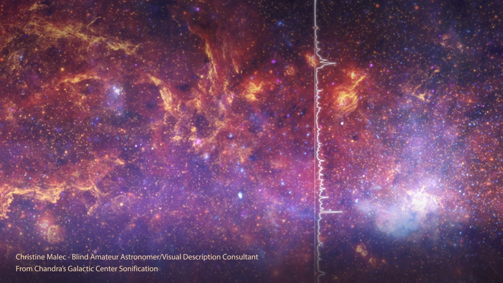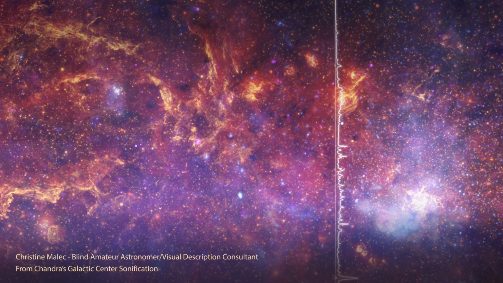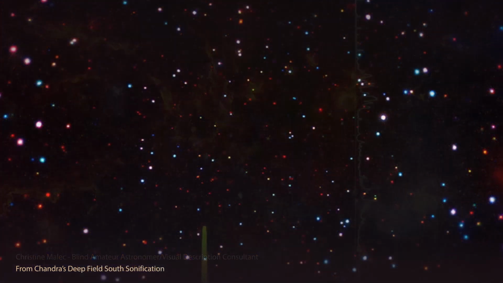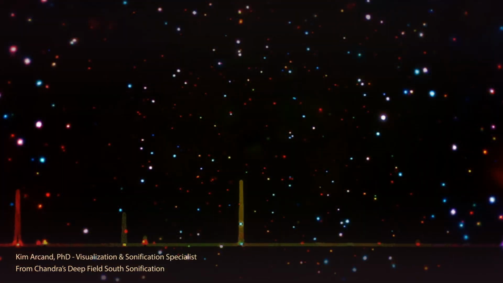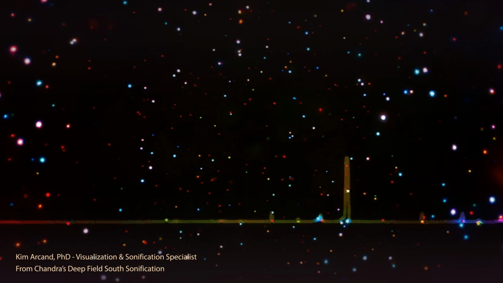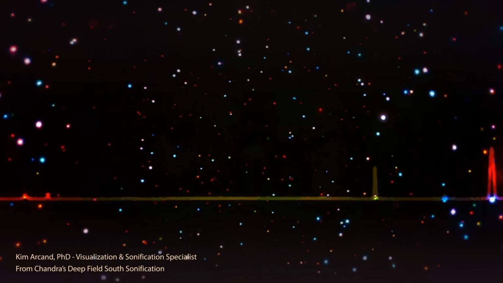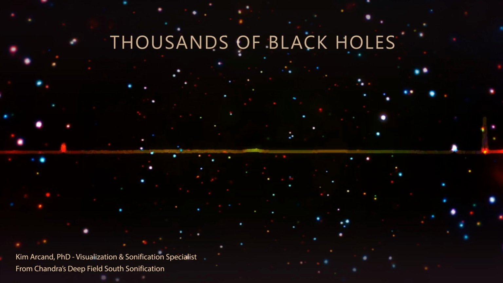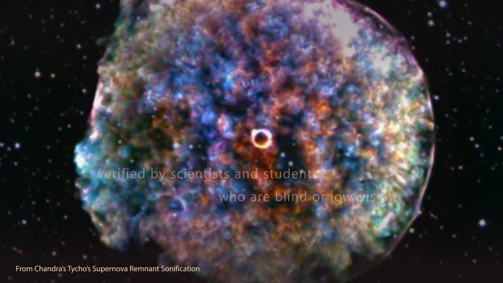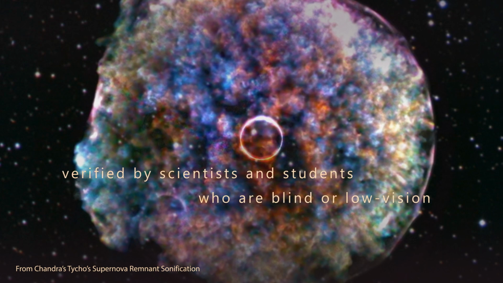And the experience is really hard to put into words, as would be looking at the night sky. It's just a black square with a bunch of small, colorful dots. But when you take the energy levels of each of those dots, you're listening to a field of thousands of black holes. Verified by scientists and students who are blind or low vision.